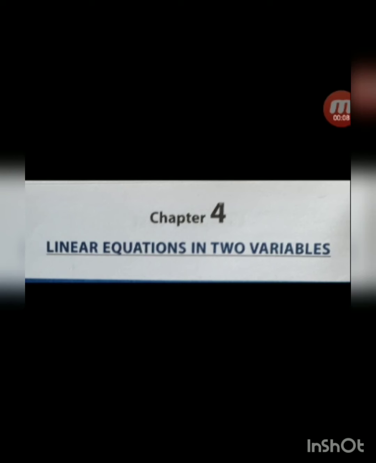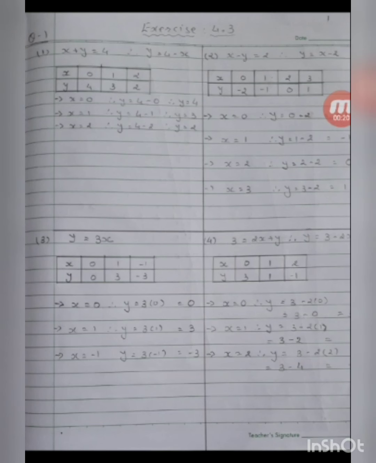Today we continue chapter number 4, linear equations in two variables. We completed exercise 4.1 and 4.2. Now today we start exercise 4.3. Exercise 4.3 you have to write in the graph book because we have to draw the graph.